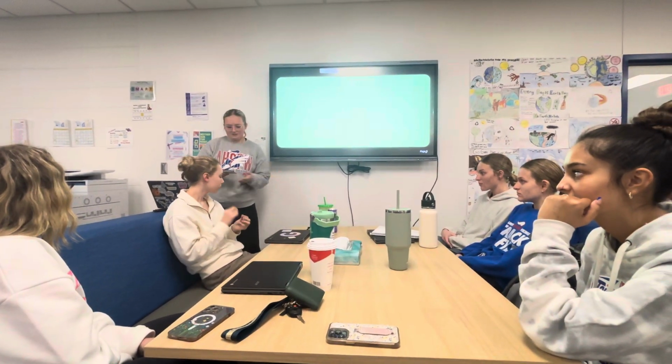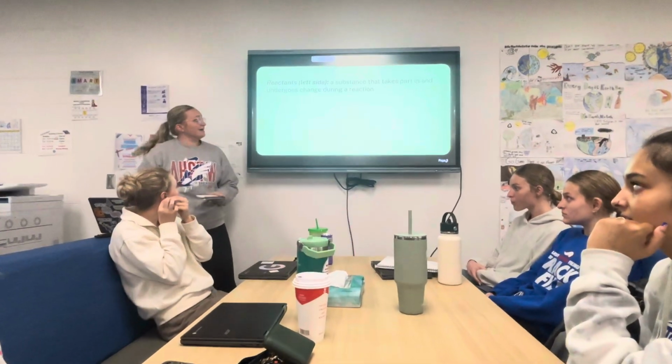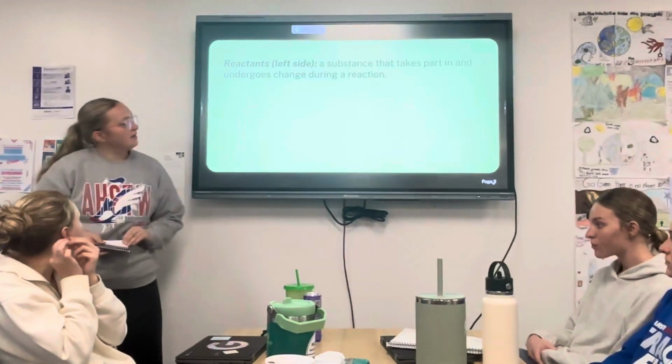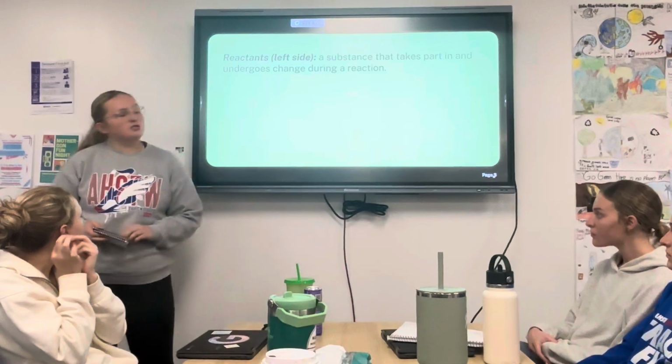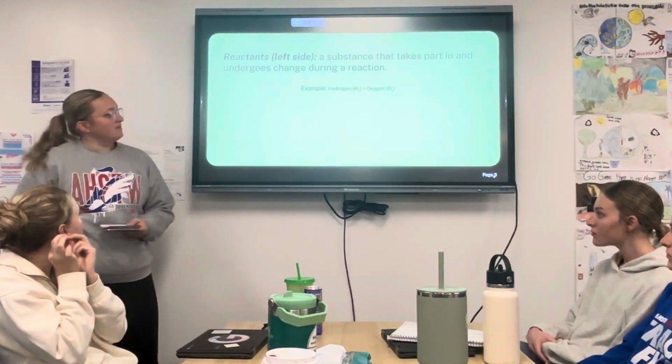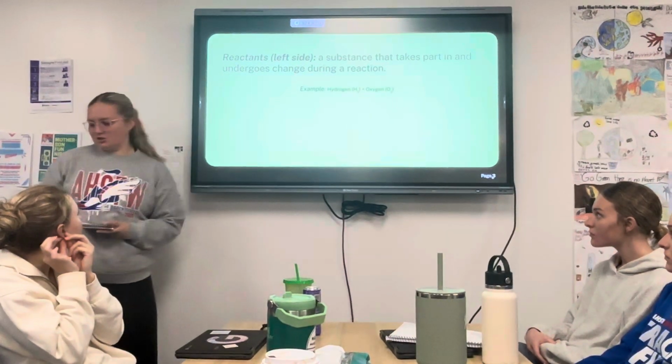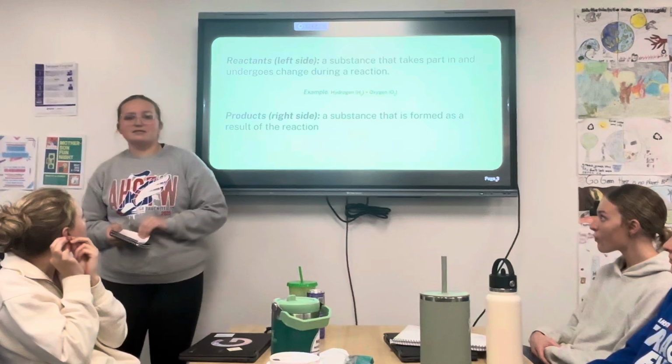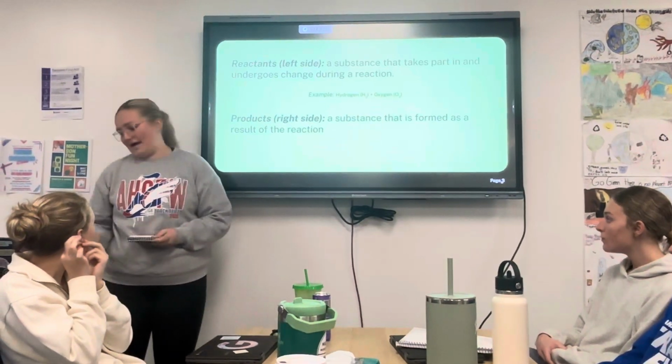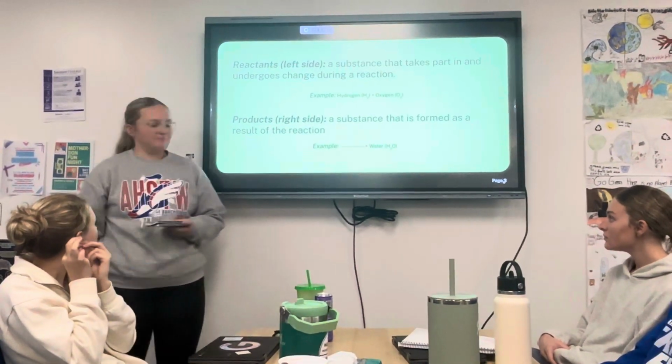Balancing a chemical equation involves adjusting the amounts or coefficients of reactants and products. A reactant is a substance that takes part in and undergoes change during a reaction. An example of this is hydrogen plus oxygen. And then a product is a substance that is formed as a result of the reaction. So it would be water or H2O.